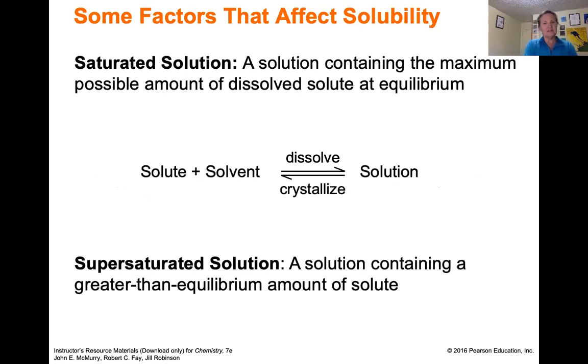Just a little more discussion of solutions. What determines whether or not something is soluble? A solution containing the maximum amount of dissolved solute at equilibrium is called saturated. So when a solution is saturated, depending on what the combination is, it could be super concentrated or less concentrated. And so there are some important factors that impact when a solution is saturated, depending on the properties of the solute and the solvent.